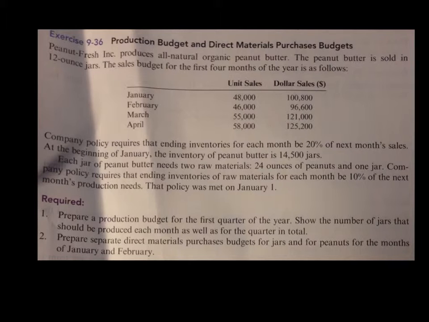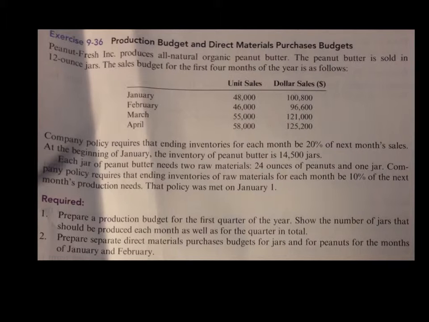February, unit sales, 46,000, and dollar sales, 96,600. March, unit sales are 55,000, and dollar sales are 121,000. In April, their unit sales are 58,000, and the dollar sales are 125,200. Company policy requires that ending inventories for each month be 20% of the next month's sales. At the beginning of January, the inventory of peanut butter is at 14,500 jars.